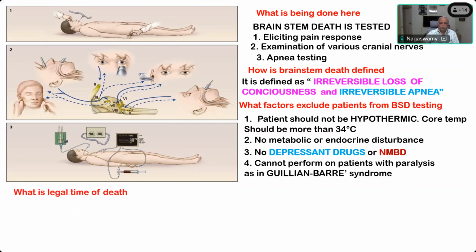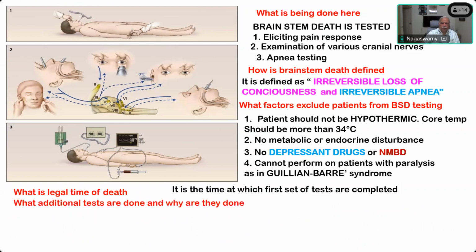What is the definition of legal time of death? How many times should you do the brainstem testing? Twice, 4 to 6 hours apart. So after the first testing, if you declare the patient brain dead, that is called the legal time. Even though you do a second testing after 6 hours, once the decision that the patient is brain dead is made after the first testing, that itself is called the legal time of death.